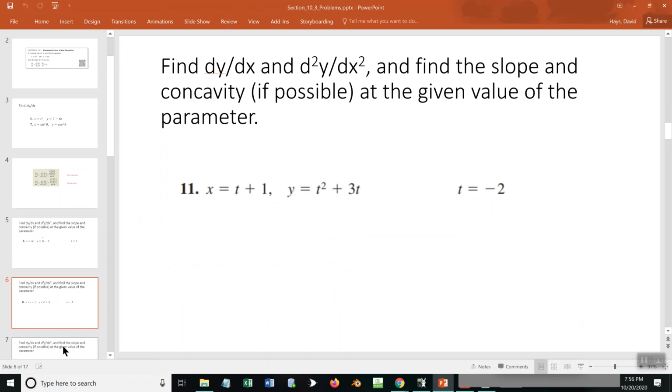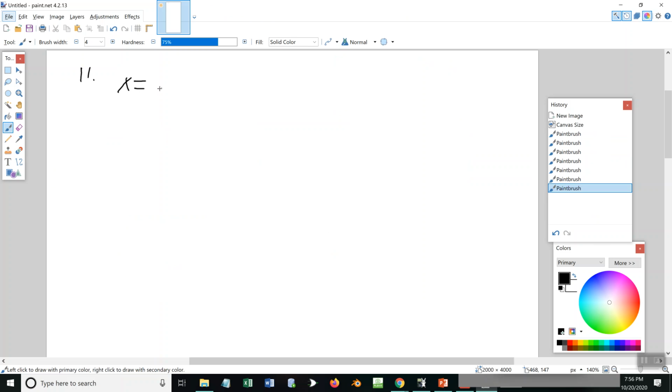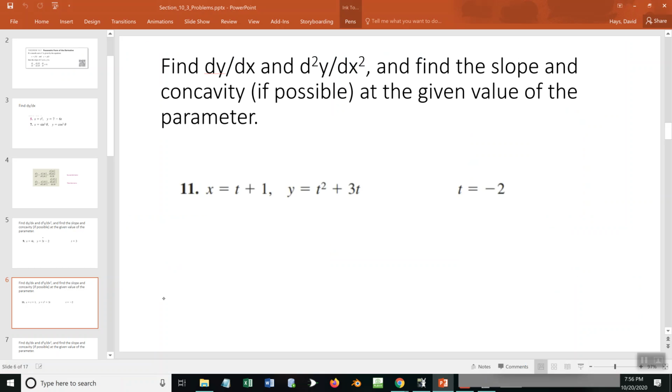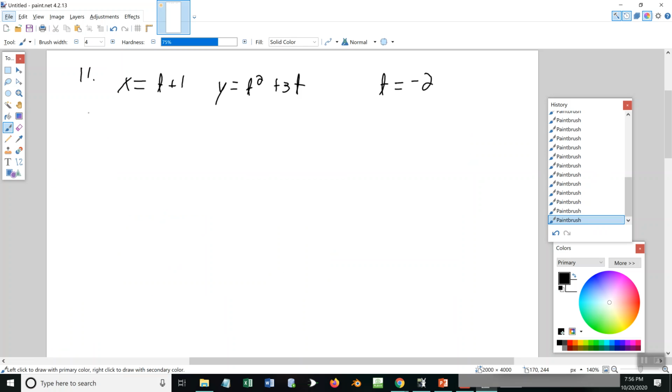Let's take a look at this one. x is equal to t plus 1. y is equal to t squared plus 3t. And we're interested in t equal to -2. Same instructions. Find the first and second derivatives. Find the slope, concavity if possible, at the given value of the parameter. So dy/dx, take the derivative of y with respect to t over the derivative of x with respect to t. The derivative of y with respect to t is 2t plus 3. The derivative of x with respect to t is 1.